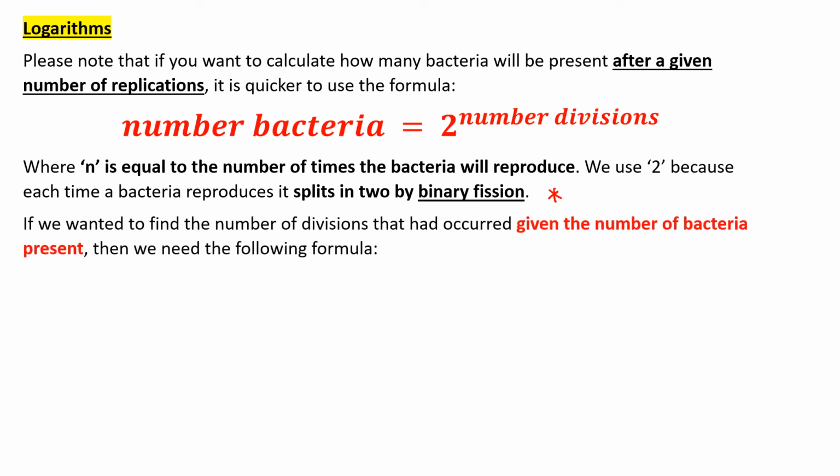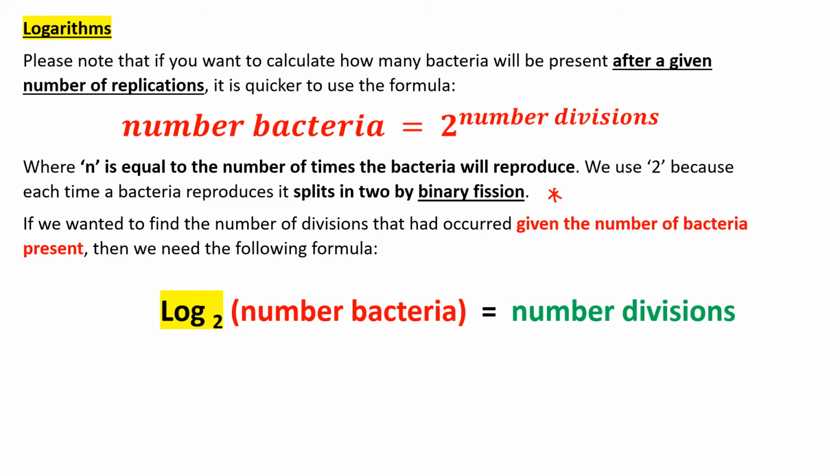Now, if we wanted to find the number of divisions that had occurred, given the number of bacteria present, we need log to the base 2 of the number of bacteria, and that would give us the smaller value on the right hand side here, which is the number of divisions. So if we had 64 bacteria, we'd go log to the base 2 of 64, and that would give us 6 replications or 6 divisions.